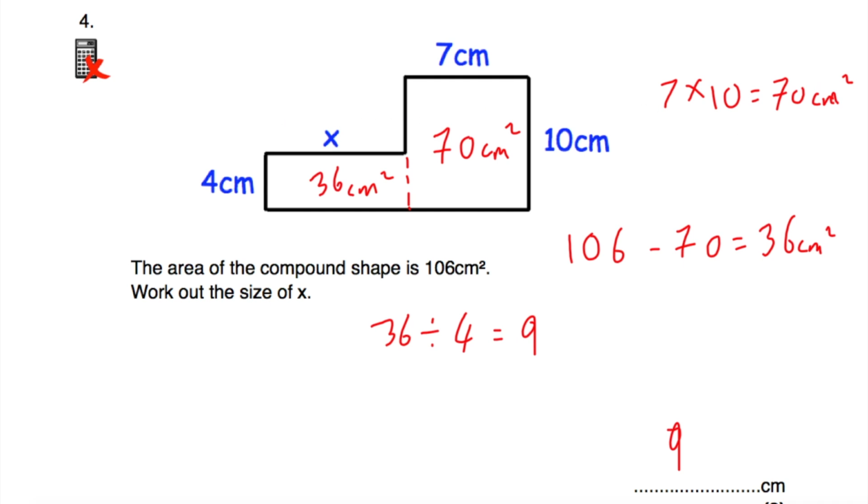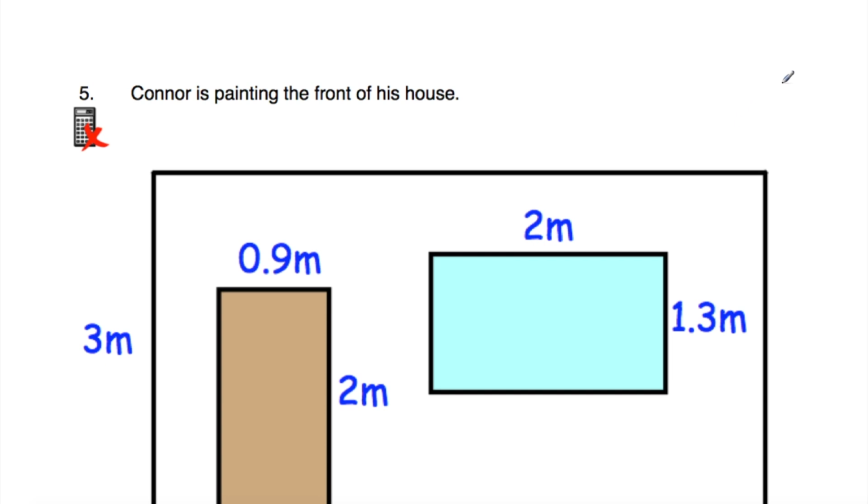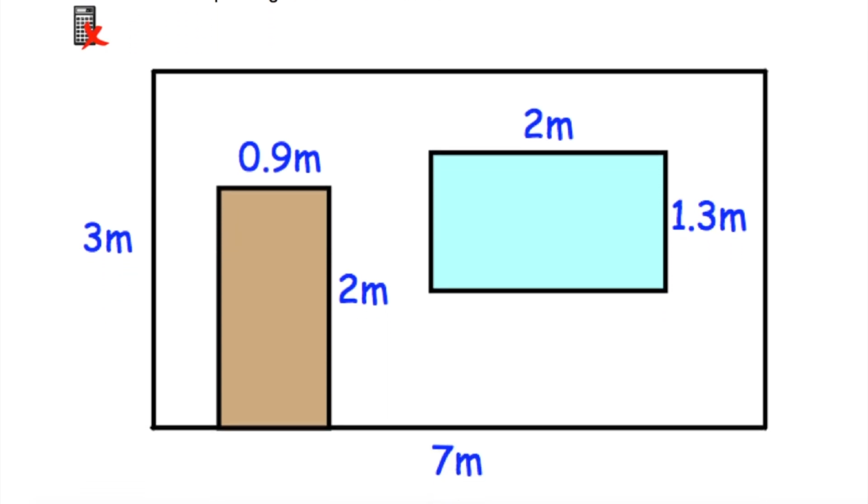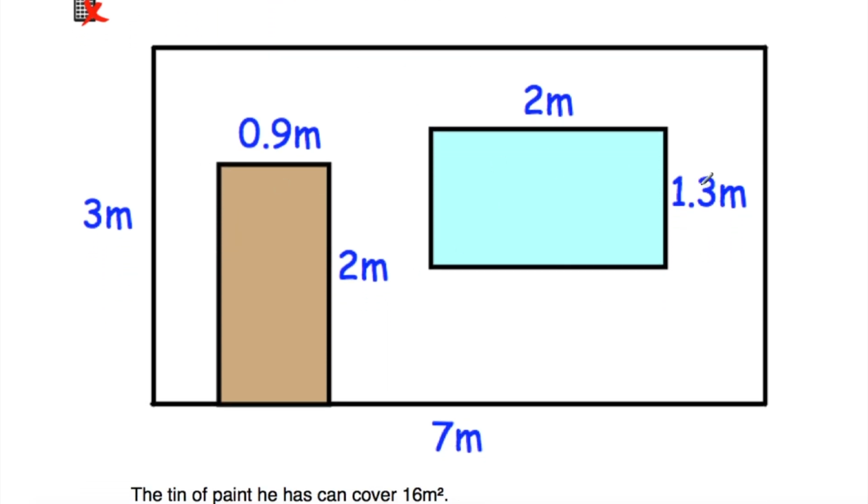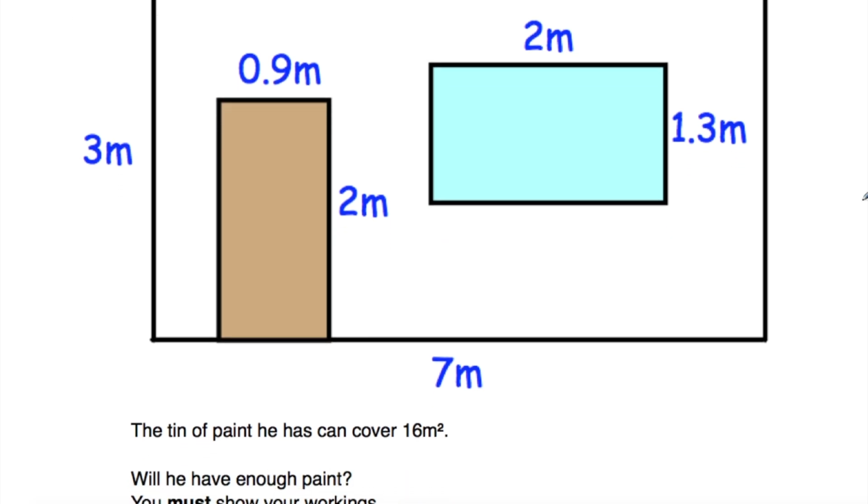Okay, let's look at our next question, question number 5. Okay, so question number 5 says Connor's painting the front of his house. So this is the front of Connor's house. So it's a little sketch of his house. And it says that a tin of paint that he has can cover 16 meters squared, so 16 square meters. And the question says, does he have enough paint? You must show your workings.